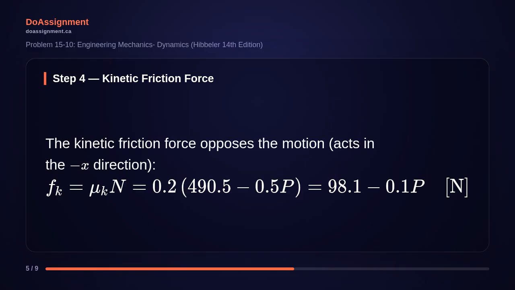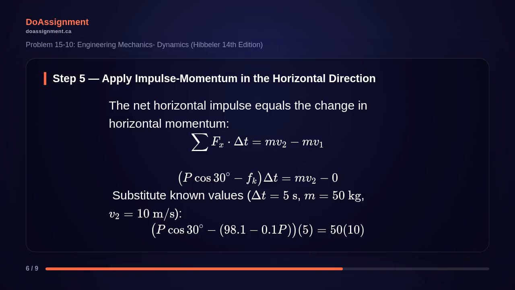The kinetic friction force equals μk times the normal force. Substituting, friction equals 98.1 minus 0.1 P newtons. Applying impulse momentum in the horizontal direction, the net horizontal force times the time interval equals the mass times the final velocity. We substitute the expression for friction and the known values.